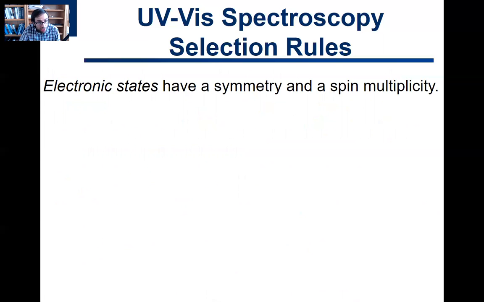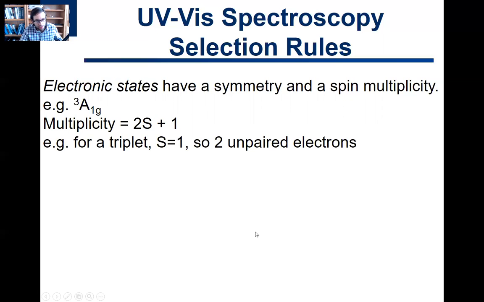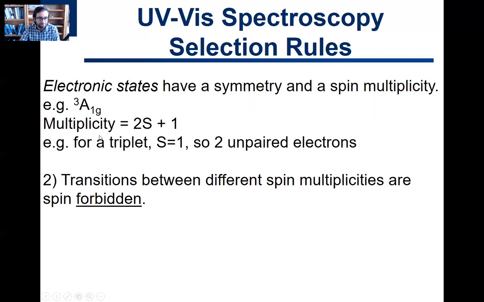There are some additional selection rules. These have to do with electronic states. Now, electronic states have a symmetry and a spin multiplicity. So an example would be like triplet A1g. We talked about what multiplicity is. That's 2S plus 1. That's how we give it a name. So for a triplet, just as a review, that would be spin equals 1. You have two unpaired electrons, two spin up electrons, gives you a total spin of 1. Two unpaired electrons, 2S plus 1 equals 3, we call it a triplet.